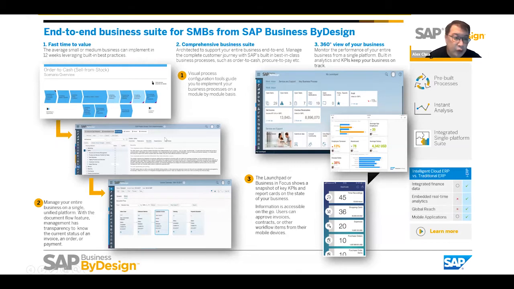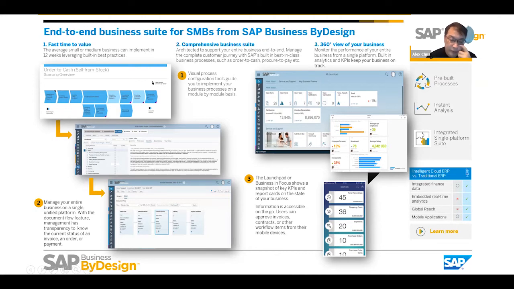Apart from that, there are three key values that I wanted to share. First, fast time to value. Second, comprehensive. And third, 360-degree view. What exactly do we mean by fast time to value? In terms of a cloud application, SAP Business by Design already comes with what we call standard best practice scenarios.